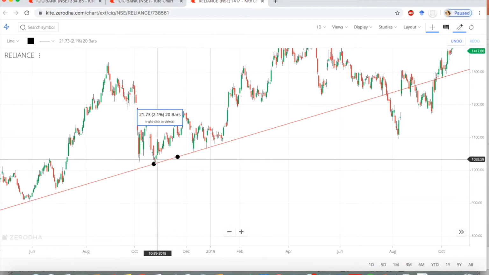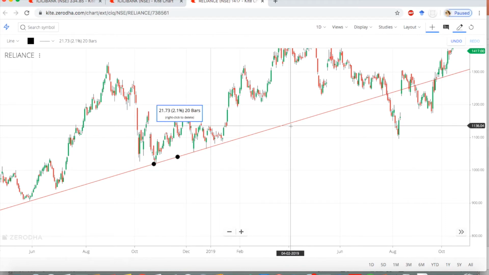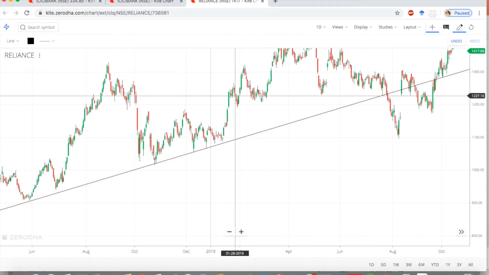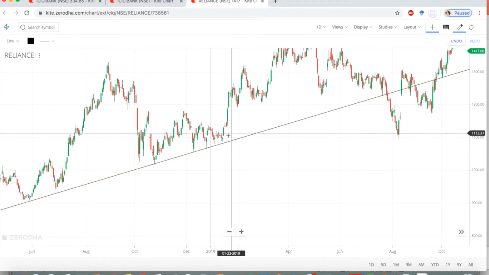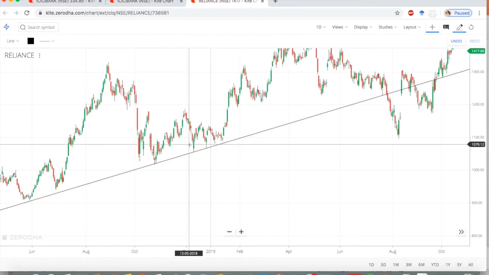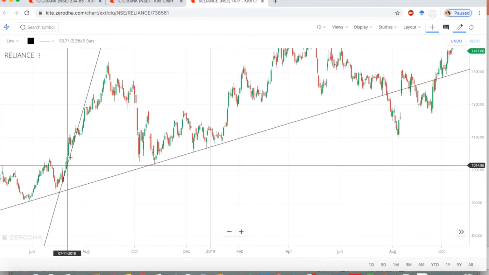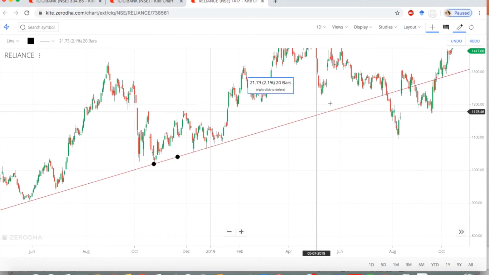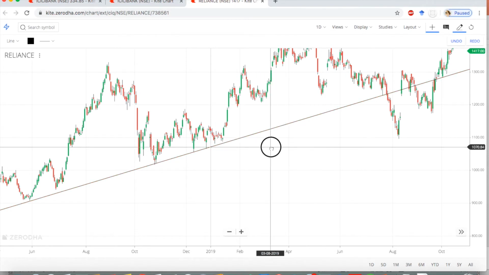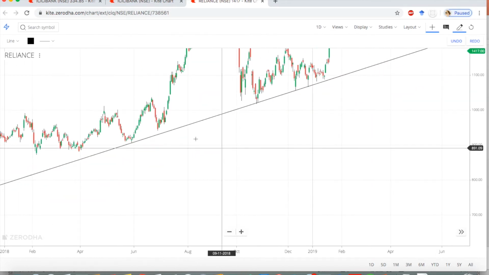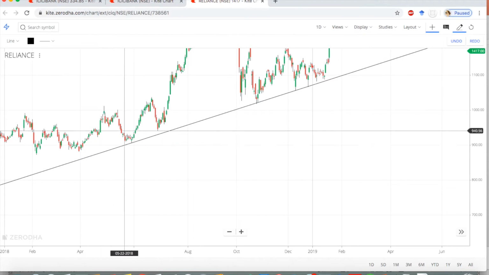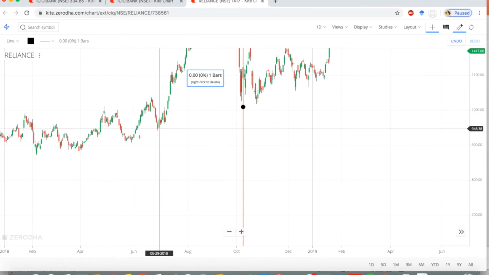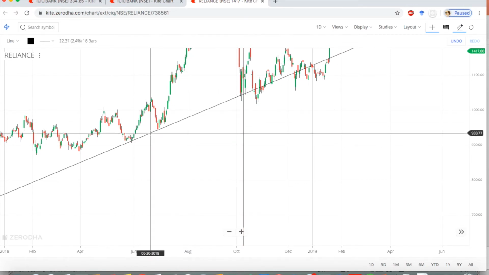We need only 2 points, the first and second, we connect them, and in future it is going to take support at the trend line. Try to make a trend line having an angle of about 45 degrees. We can draw a trend line like this also, but it is not valid. So try to find a trend line with an angle of 45. If you look at the past, come back here, and delete this trend line.